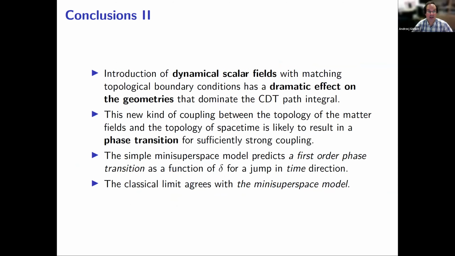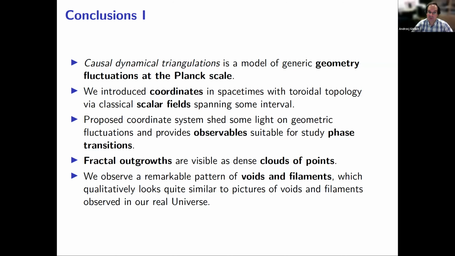Okay, it's not the latest slides. Anyway, just to sum up, CDT is a model of generic geometric fluctuation at the Planck scale, and we can introduce coordinates on spacetimes with toroidal topology using classical scalar fields spanning some interval. And we can use those coordinates as observables that give us information about phase transitions of the phases themselves. And fractal outgrowths are visible as dense clouds of points, and you can see that they indeed propagate in a more or less coherent way in time.